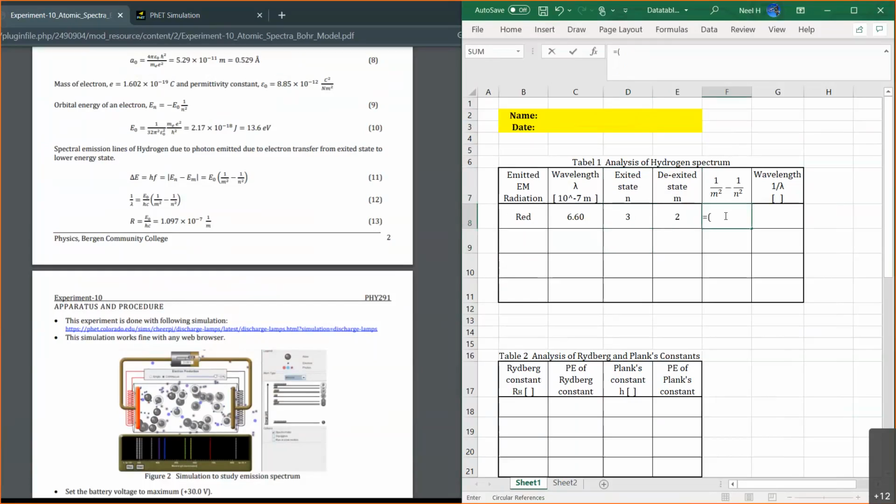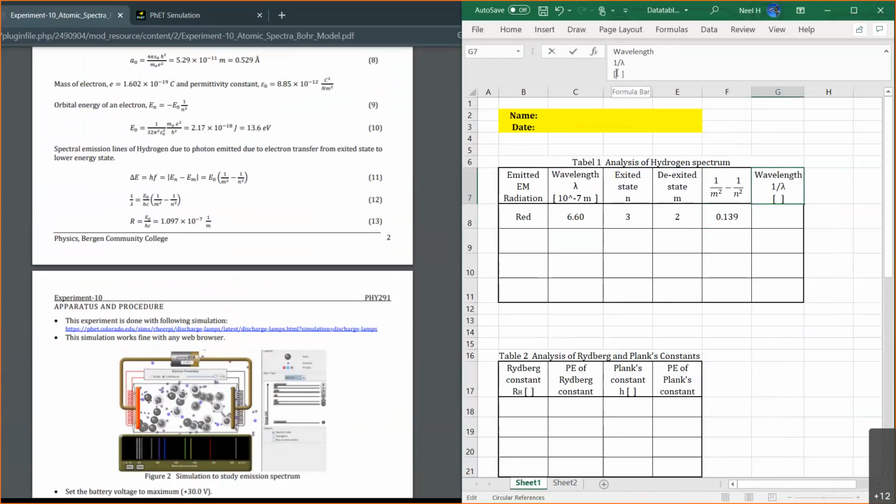Equal sign, parentheses 1 over m square, that is 2 to the power 2, close brackets, minus 1 over 3 to the power 2. If you miss that, you will get a negative sign. Doesn't matter how you do this, 1 over m square minus 1 over n square, technically. But if you don't identify what is the excited and the de-excited state, you will get an extra negative sign here. If you get that, all you have to do is take the ABS, absolute value. That will correct it.